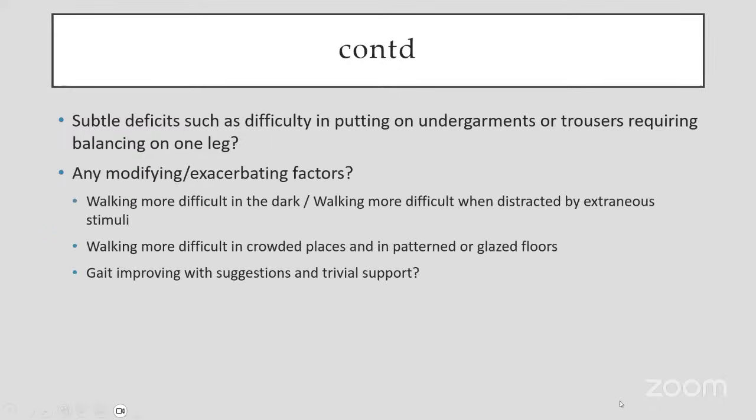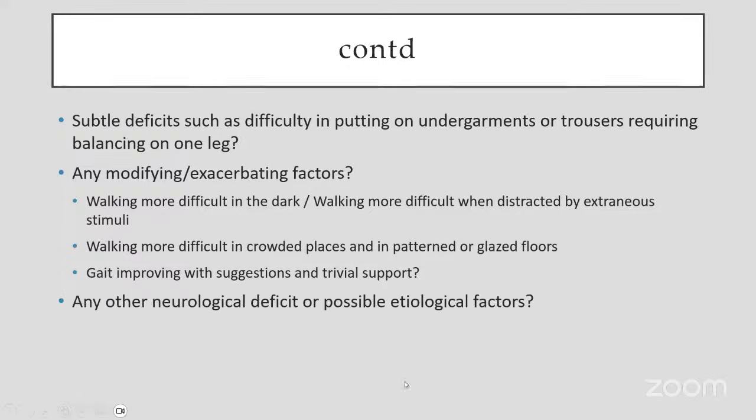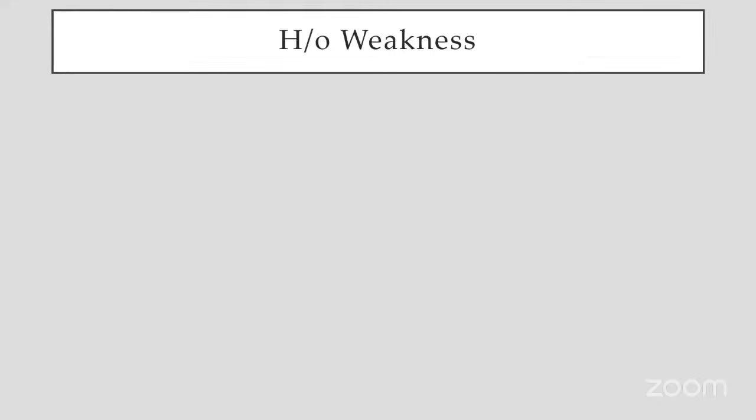And any modifying or exaggerating factors, like walking becoming more difficult in the dark, or more difficult when distracted by external stimuli, walking more difficult in crowded places and on patterned or glazed floors, and gait improvement with suggestions and trivial support should be asked. So any other neurological deficit or possible etiological factors should be inquired about in the history.